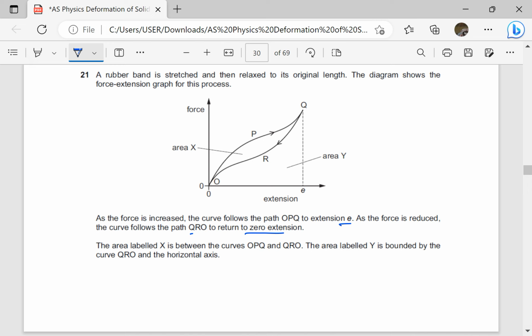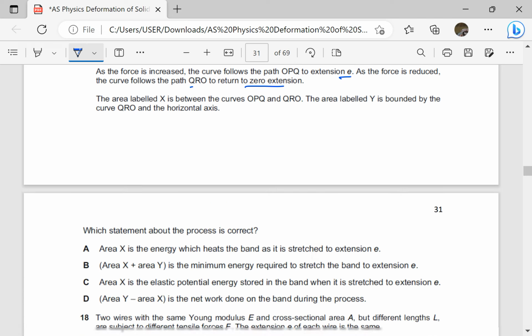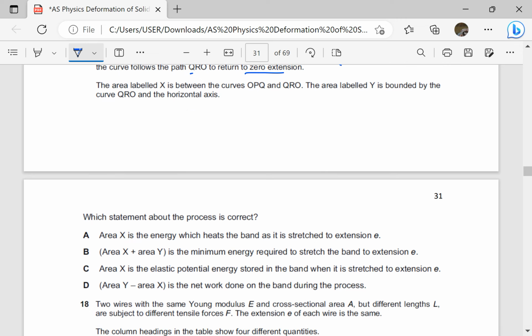So let's inspect this. Of course, we know that this area here is the energy which is dissipated as thermal energy. The area under the curve OPQ with the x-axis is the total work done in loading. The area under ORQ and the x-axis is the work done in unloading. So area X is the energy which heats the band.